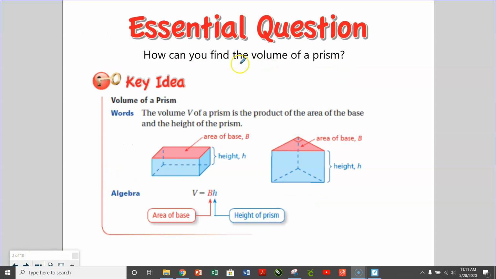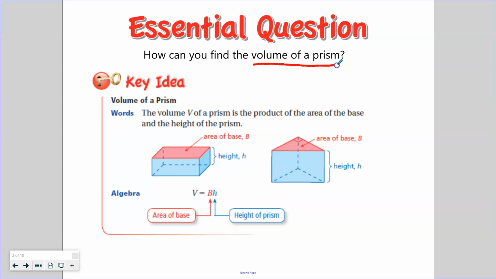Right. So the main idea, we're going to find the volume of a prism. Okay, and then next lesson's obviously volume of a pyramid. So the volume of a prism is the product, right, multiplication, of the area of the base. So we take the area of the base, and that's what we represent as big B right there.